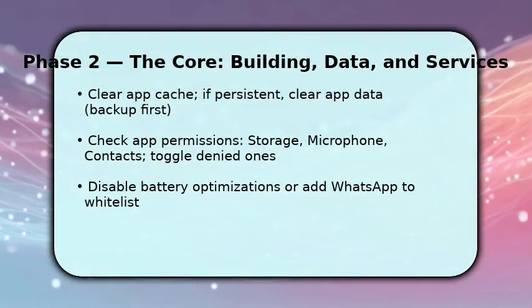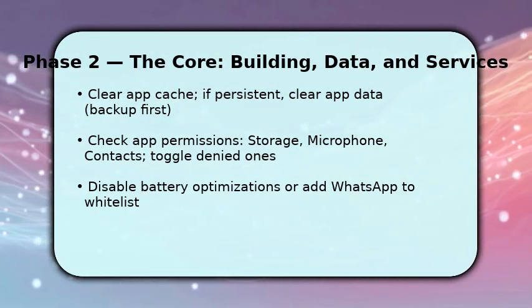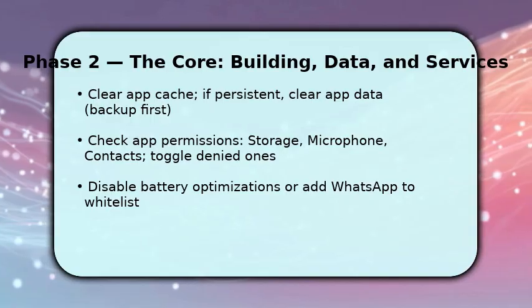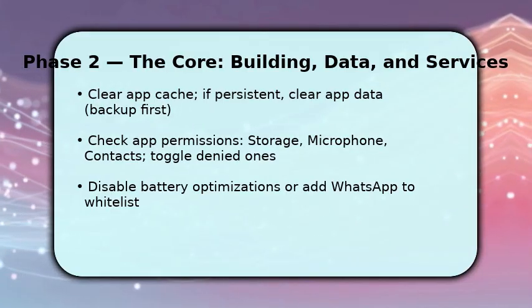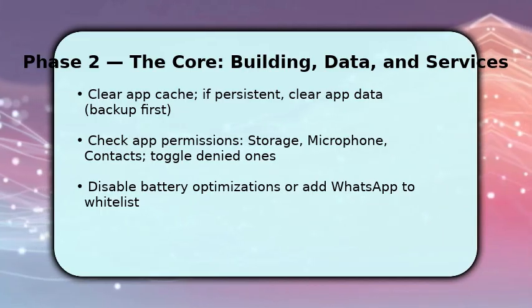You now tackle app-level causes. Clear WhatsApp cache to remove corrupt temporary files. If issues persist, backup chat history and clear app data. This resets settings but preserves messages if backed up.